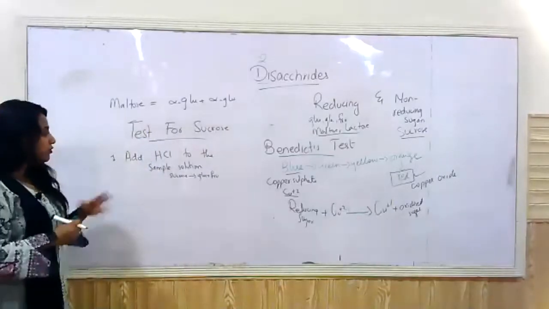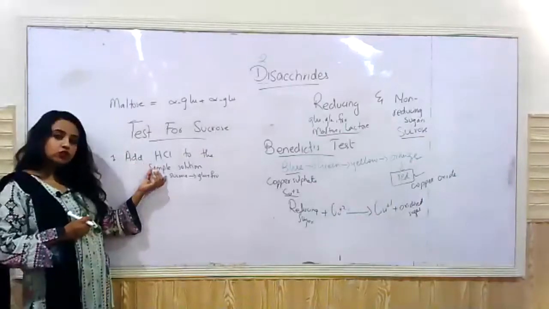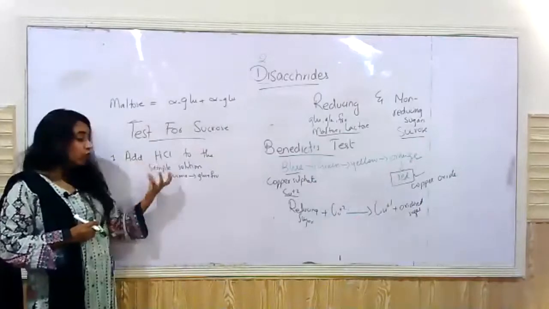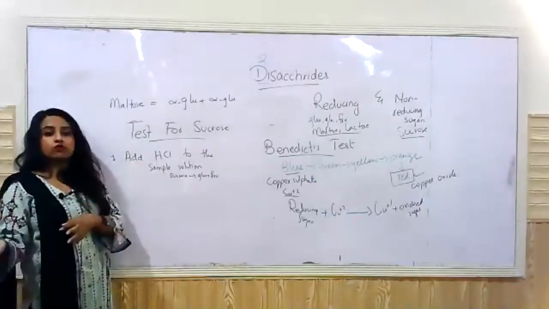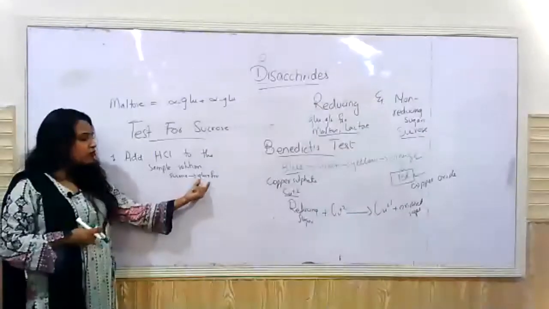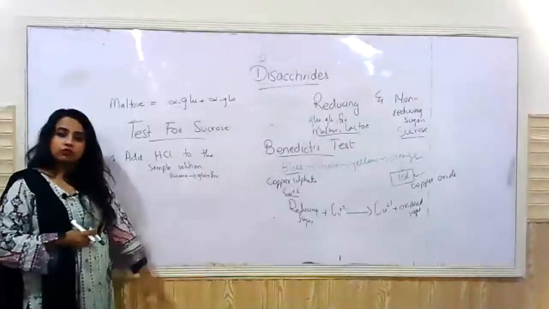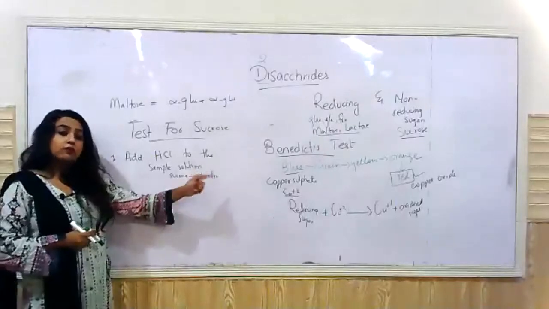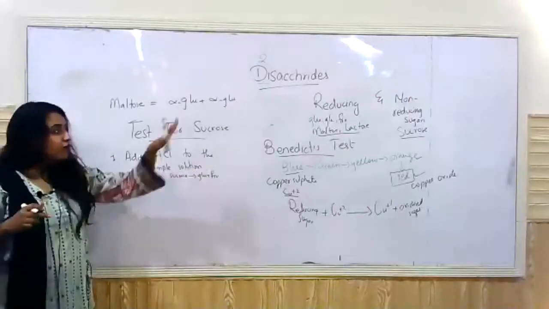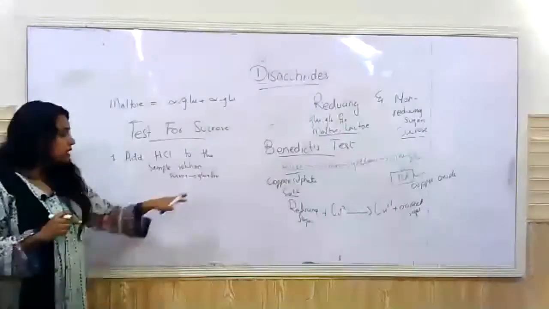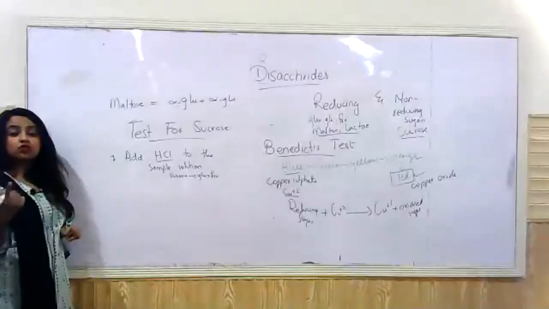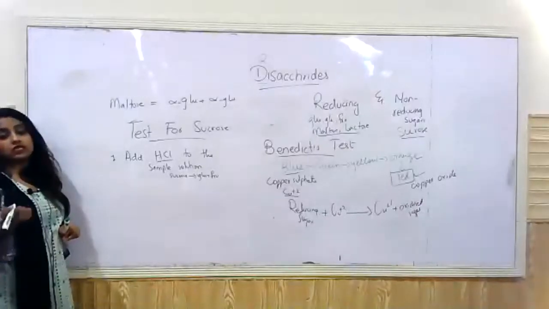To do that, we'll take the sample solution, we'll add HCl, and that process will do what? Hydrolysis of the sucrose molecule. HCl is just speeding that up. So sucrose is breaking down into glucose and fructose. Now glucose and fructose are both reducing sugars. Now on this sample, we'll perform the Benedict's test, but before that, because it has become acidic, Benedict's solution does not change color in the acidic medium.